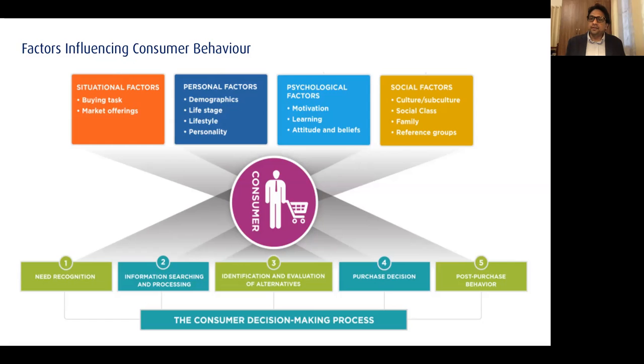Then come the psychological factors like motivation, learning, and attitudes and beliefs: what is my actual motivation to buy it? What do I know about the product? What are the attitudes and beliefs that we have? Culture, subclass, social class, family, I've already given you a small reference of that. So it follows through this entire thing, but these are some of the factors that influence consumer behavior.